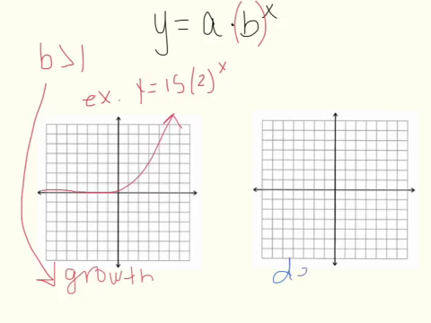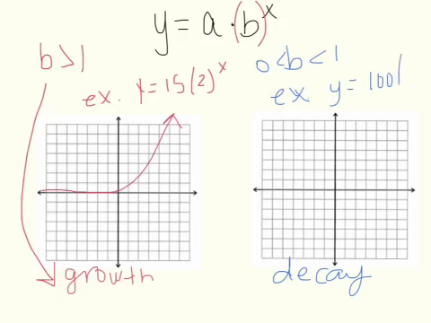An example of exponential decay would be if your base is in between 0 and 1. An example would be y equals 100 times 1/2 to the x. So my base is between 0 and 1. It doesn't matter what my a value is. If my base is in between 0 and 1, I have a decay. If my base is greater than 1, I have a growth. And the graph of a decay would look like that. It's decaying or decreasing by a fixed percent at regular intervals.